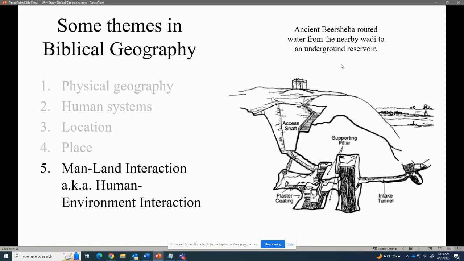So what they did was they had a tunnel where they diverted water from the wadi, the nearby stream, during the rainy season into an underground reservoir. You can see that here on the right-hand side. And so this is illustrating a theme of geography called man-land interaction, or sometimes human-environment interaction.